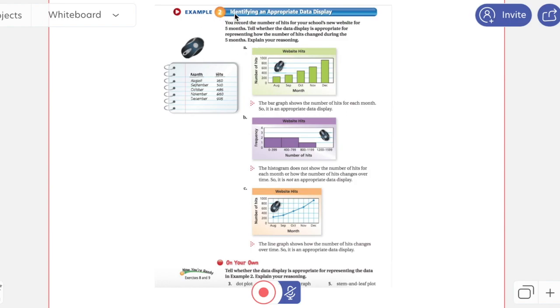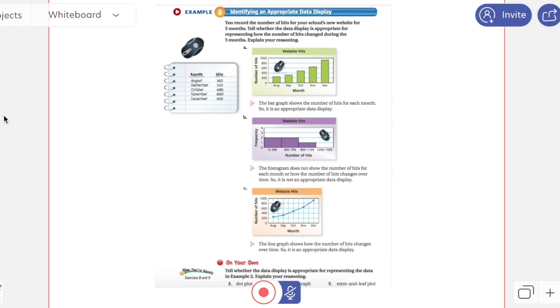So this example is talking about identifying an appropriate display of data, because often a lot of different data displays will try to skew your mind and thinking. So you record the number of hits for your school's new website for 5 months. So for example, your school has a website. Here in August, there were 250 hits. In September, 320, October, 485, November, 650, December, 925. So you can actually see here how this is growing. So each month, your hits are growing.